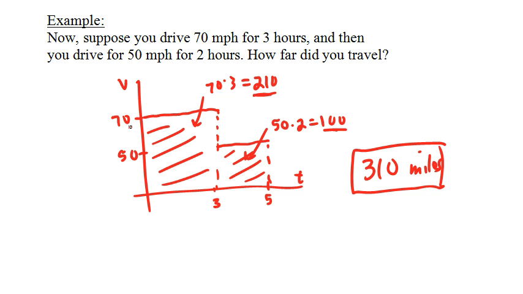Now this example is a little bit unrealistic for several reasons. One is because you can't jump immediately from 70 to 50. And it's also unrealistic to assume you're going to be going exactly 70 miles an hour. Most times you'll be going a little faster than 70, a little slower than 70. You're speeding up, slowing down. And in that case, you get a nice curve here.